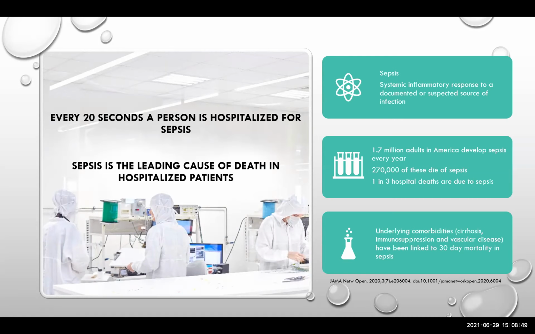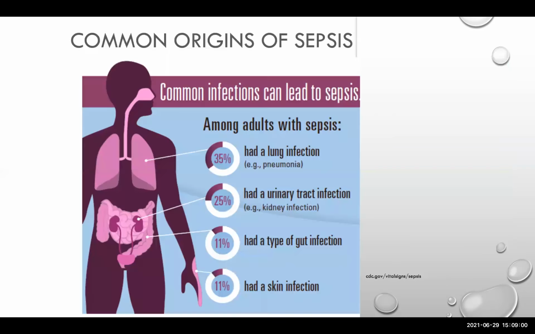The underlying comorbidities are cirrhosis, immunosuppression, and vascular disease, which have been linked to 30-day mortality rates with sepsis. Some of the common origins of sepsis: 35% had a lung infection, such as pneumonia. 25% had a urinary tract infection or a kidney infection. 11% had a type of gut infection, and 11% had a skin infection.